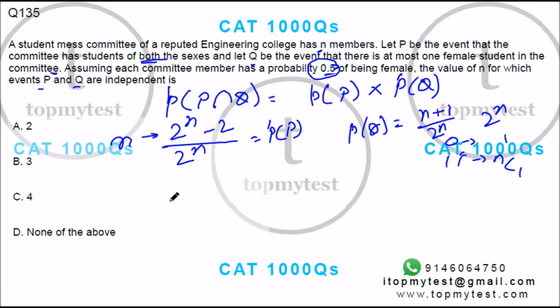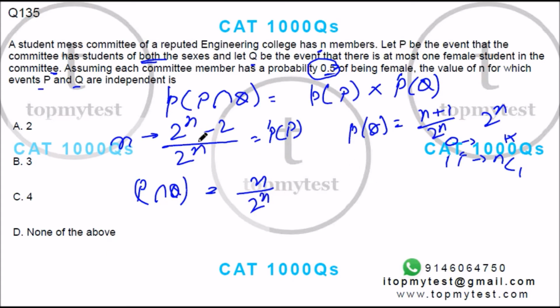Now what is P intersection Q? I want both the genders to be there as well as at most one female, which means the all-heads case is out, because in that case both genders are not there. So the probability of P intersection Q will be this divided by 2 to the power n.